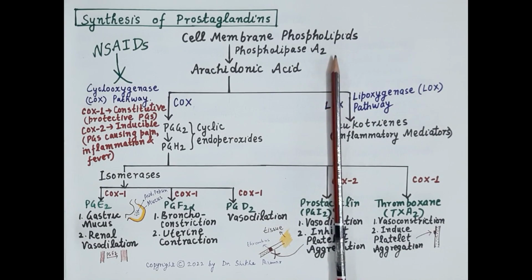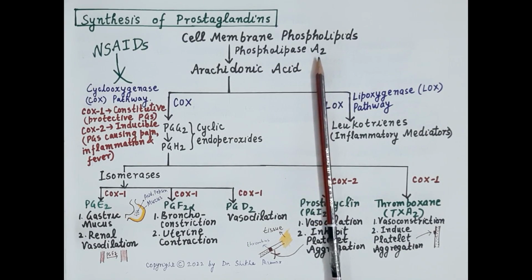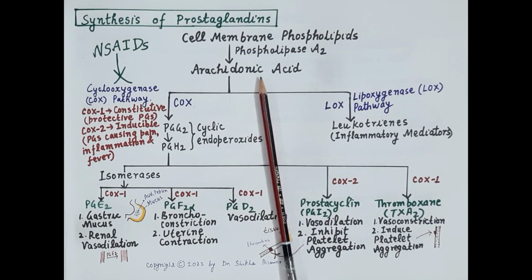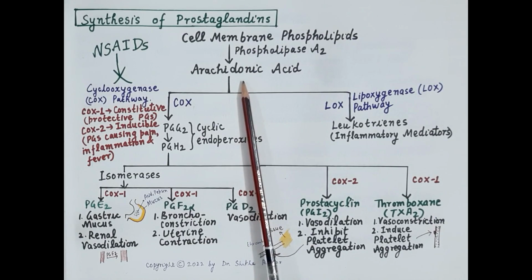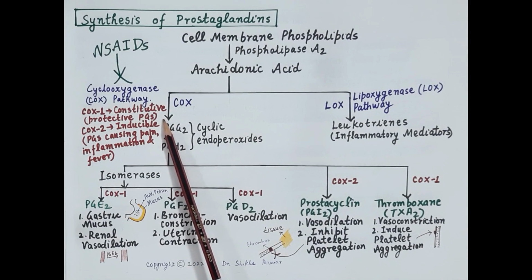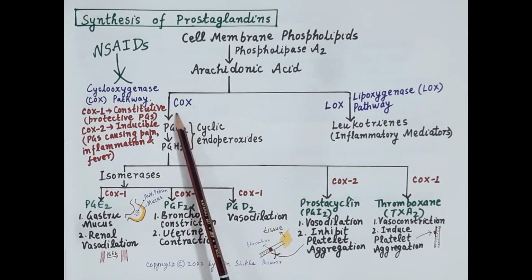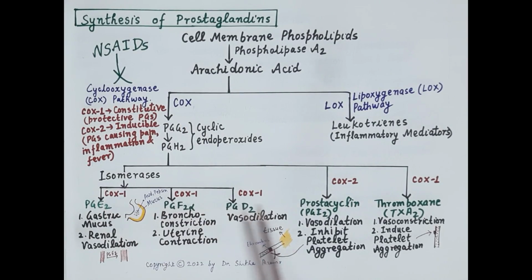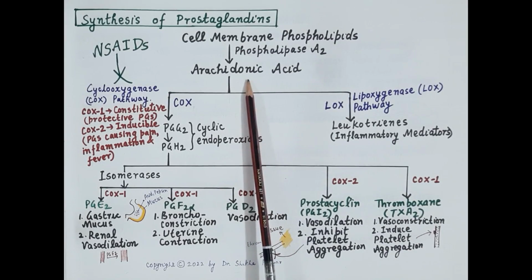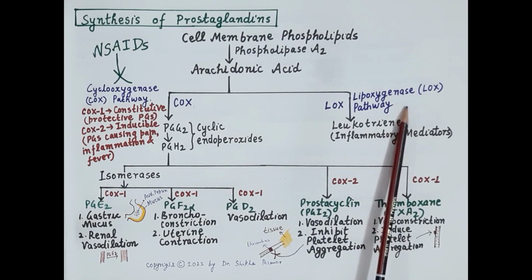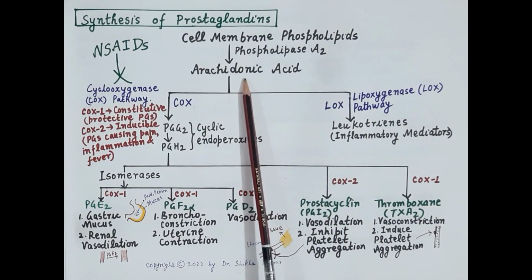Now, activation of the enzyme phospholipase A2 by chemical or mechanical stimuli hydrolyzes phospholipids to release arachidonic acid. This arachidonic acid follows two pathways. One is the lipoxygenase pathway, another is the cyclooxygenase pathway. During the cyclooxygenase pathway, the enzyme cyclooxygenase produces prostaglandins from arachidonic acid. Whereas in the lipoxygenase pathway, leukotrienes are produced from the arachidonic acid.